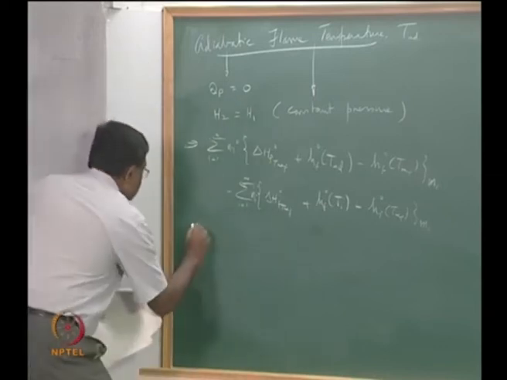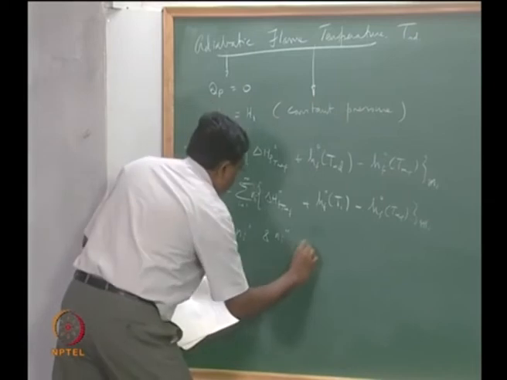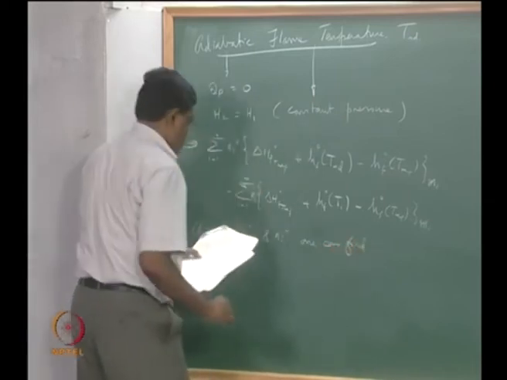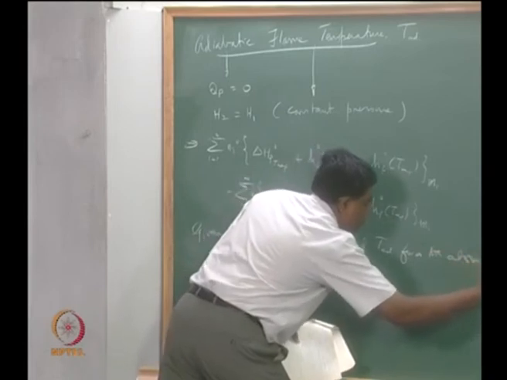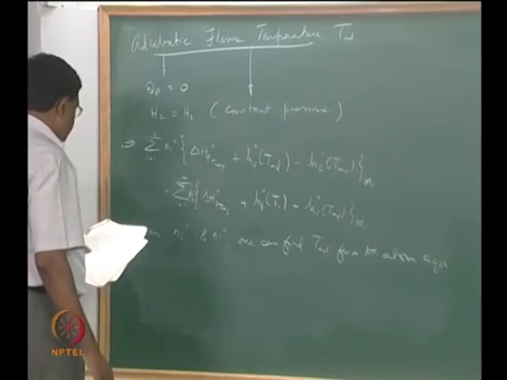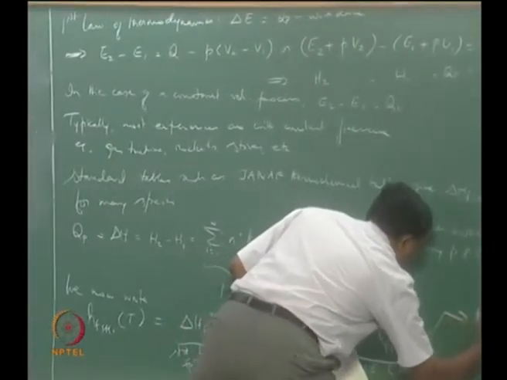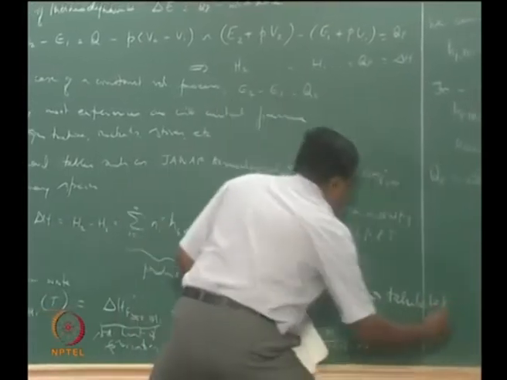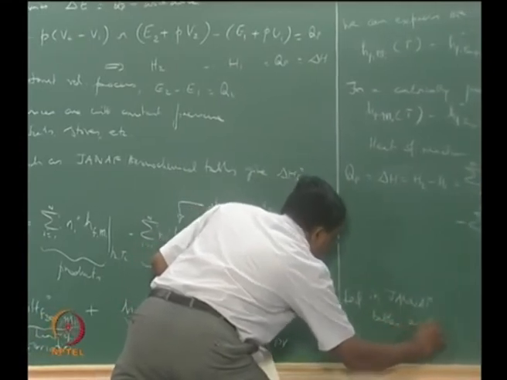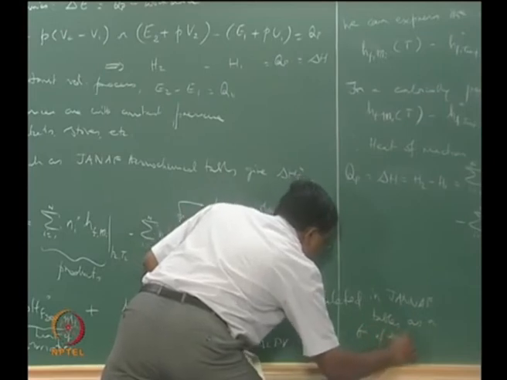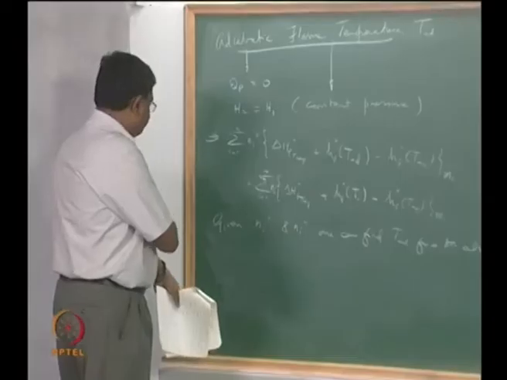So given ni single prime and ni double prime, one can find T adiabatic from the above equation. So sensible enthalpy is also tabulated, as I said, tabulated in Janaf tables as a function of temperature. These are now available on the web for typical species that you would be interested in and so on.